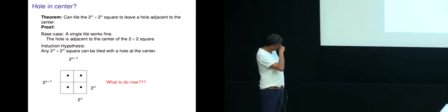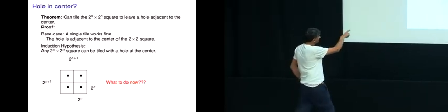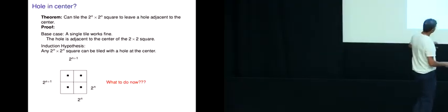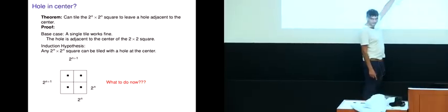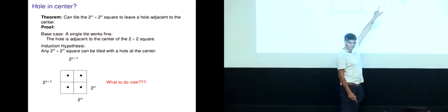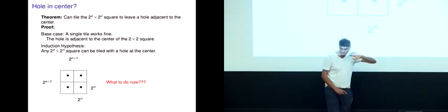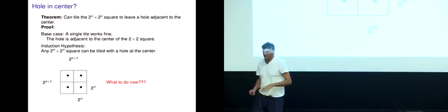Okay, so what do you do now? So this is what we have in the induction hypothesis. We can tile it. What I've drawn here is the induction hypothesis. We can tile this one with the center hole. That's what we're allowed to assume. Right? Okay, what do we do now?